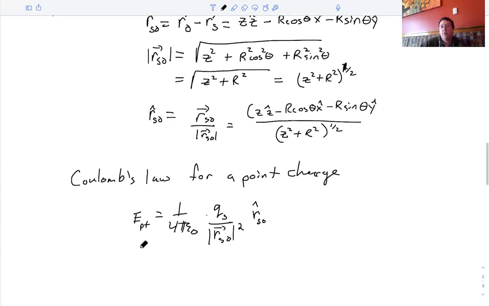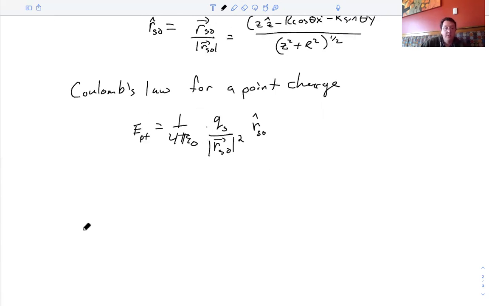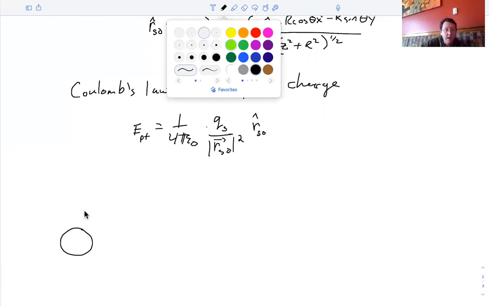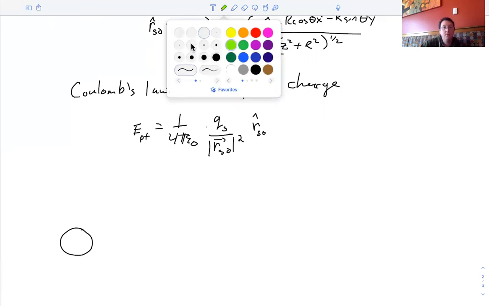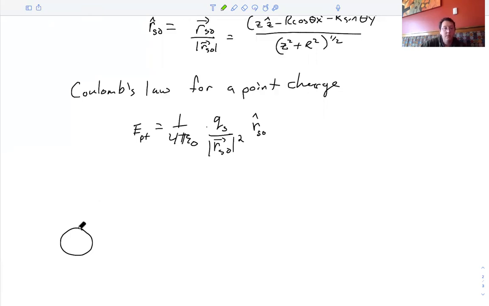Our strategy for dealing with continuous charges is to take the smooth distribution, in this case this ring, and then use the magic of color, maybe. That must be above my pay grade. Oh, here we go. And then we use the magic of color, and we say, well, apparently that's just too much for me. Okay, and then think of that ring as a whole bunch of little point charges.